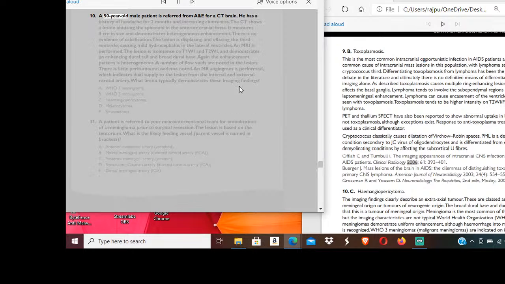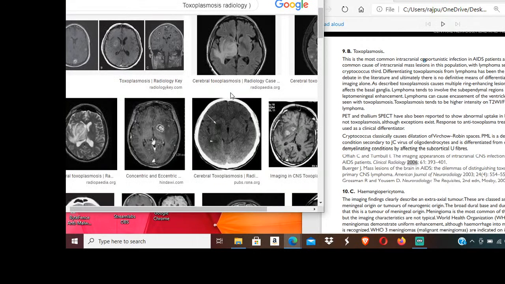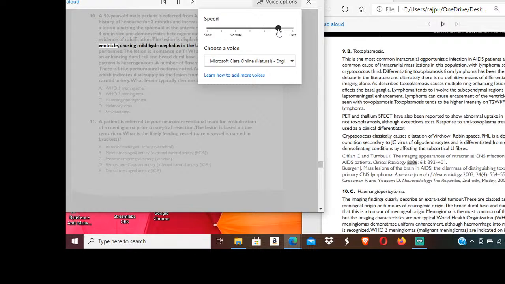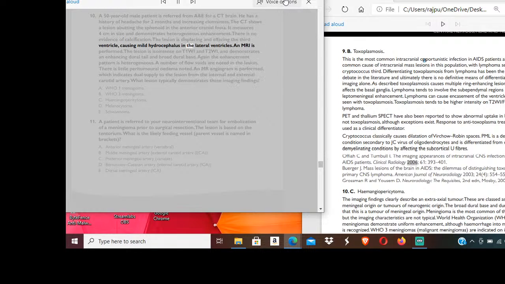10. A 50-year-old male patient is referred from A&E for a CT brain. He has a history of headache for 2 months and increasing clumsiness. The CT shows a lesion abutting the sphenoid in the anterior cranial fossa. It measures four centimeters in size and demonstrates heterogeneous enhancement. There is no evidence of calcification. The lesion is displacing and effacing the third ventricle, causing mild hydrocephalus in the lateral ventricles.